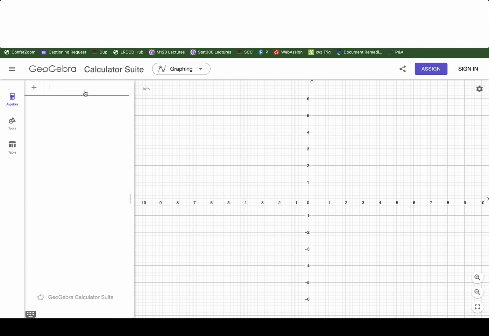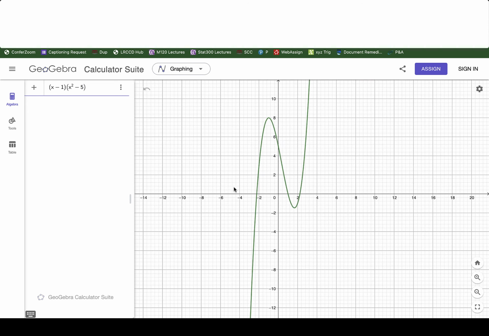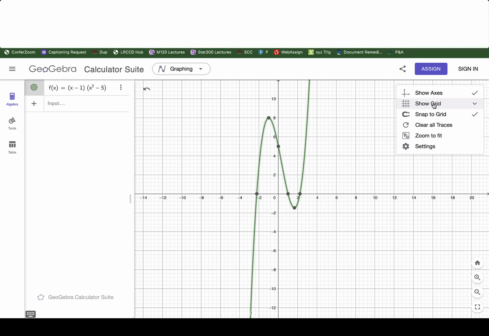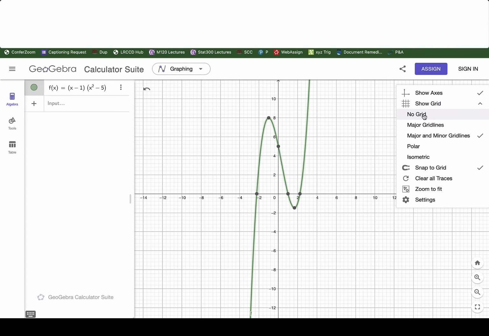We only have to put in the right-hand side of what we're graphing, which is (y minus 1) times (y squared minus 5), but we can't use y. It won't understand that. We've got to use x's instead, just for the purpose of graphing this. So I'll have (x minus 1)(x squared minus 5). And here I get the graph. I'm going to clean it up a little bit. I want to zoom out a little. And I don't really need to see the grid.